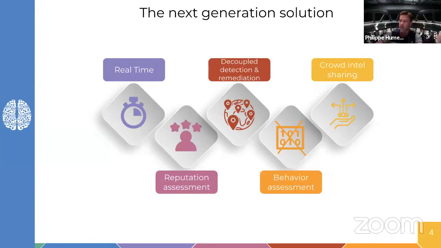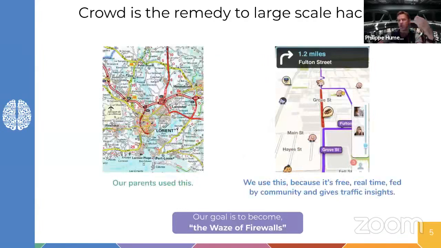Then you have the behavior assessment. This is what we'll see right after. So it's both reputation-based and behavior-based. And we share all the findings with the crowd. So this is where it's really open source minded. You will see we share everything we find all together so that we are all together more secure. If you want, we have a very loose parallel, which is like your parents used to use the paper map, and we want to do what Waze did with the map.